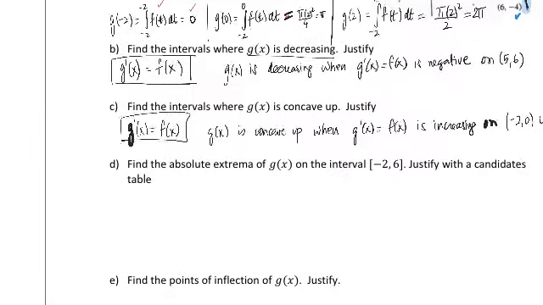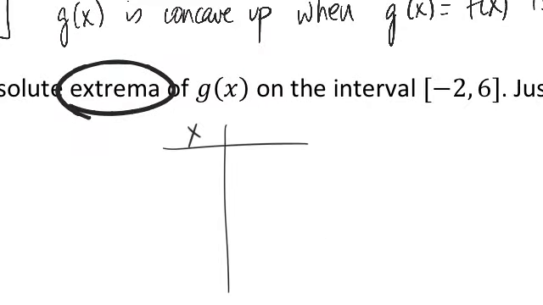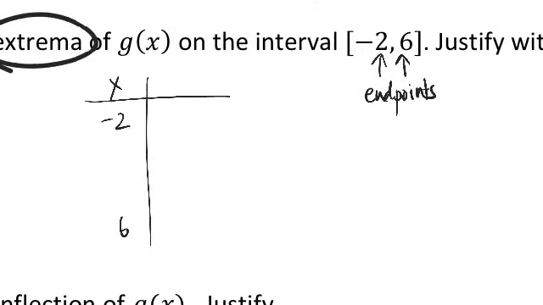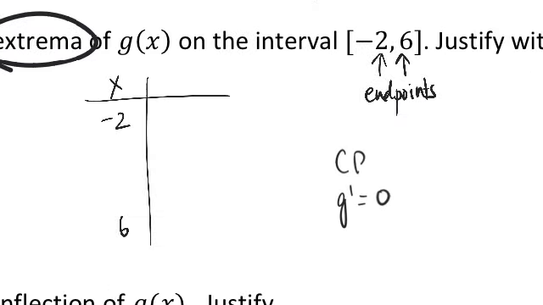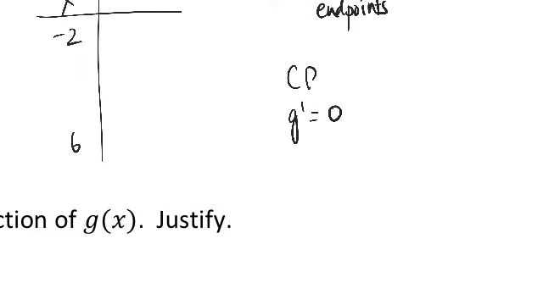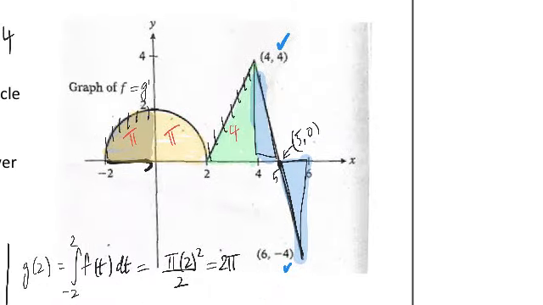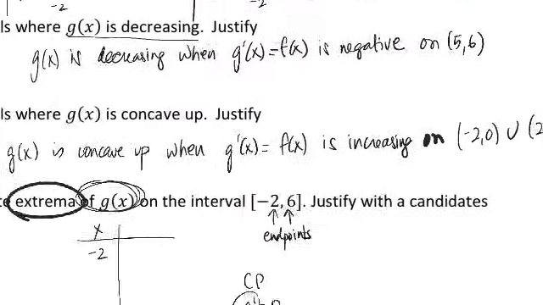Okay. Find the absolute extrema, right? So both maximum and minimum of g on this interval. So we're setting up our candidates table, and we're thinking of our endpoints. These are my endpoints. And then critical points. Critical points are places where g prime is equal to 0. Notice we're finding the extrema of g. So critical points are where g prime is equal to 0 or DNE. G prime is my graph. So I look at this graph and I go, there's no DNEs, and there's a 0 here and here. So I put 2 and 5 into my table.